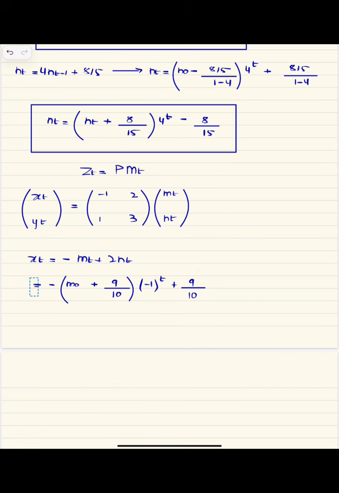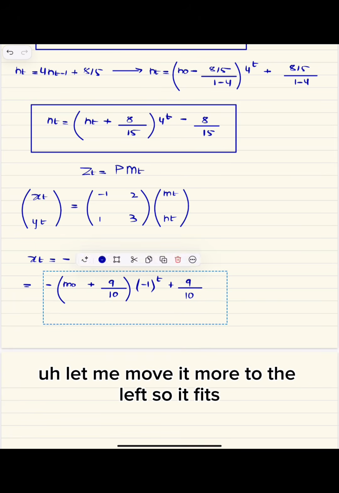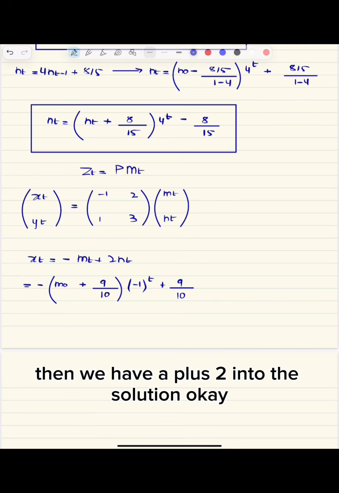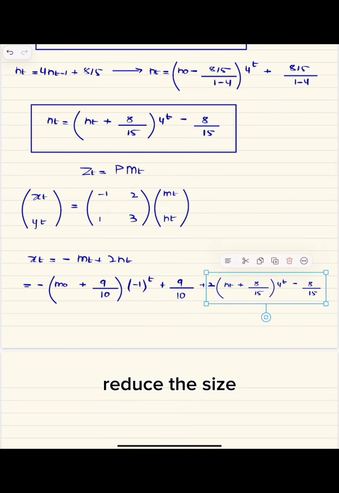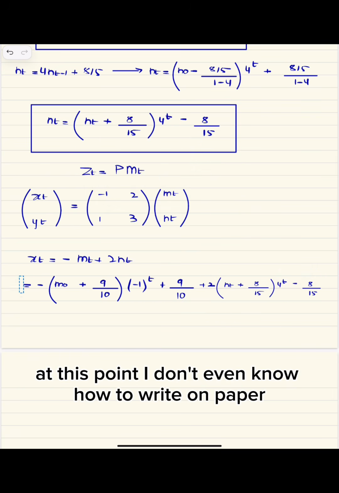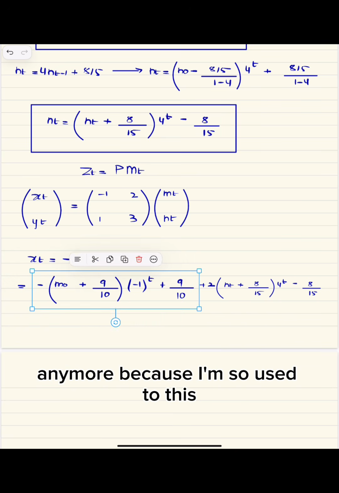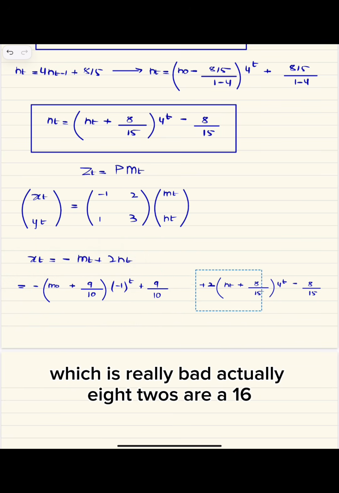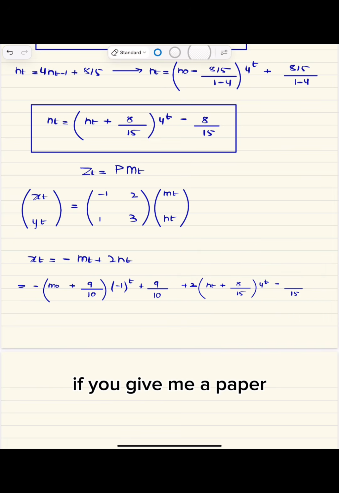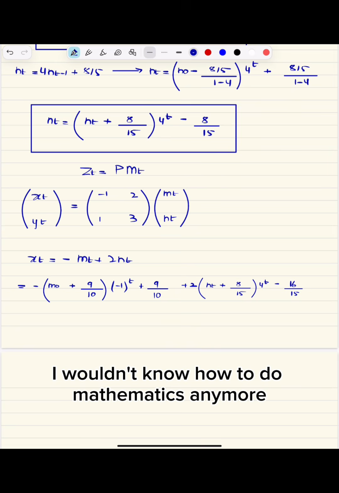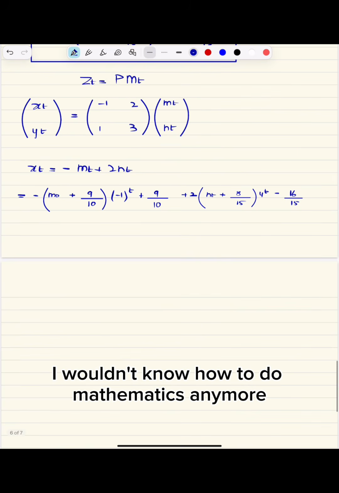Okay, let me move it more to the left so it fits. Then we have a plus 2 into the solution. Okay, let's see if this fits. Actually, I'm just going to reduce the size. At this point, I don't even know how to write on paper anymore because I'm so used to this. Just really bad, actually. If you give me a paper, I wouldn't know how to do mathematics anymore.